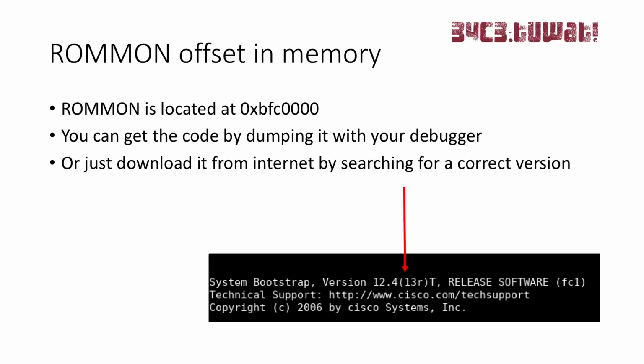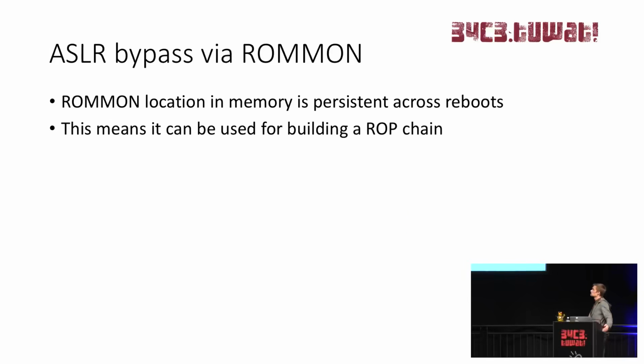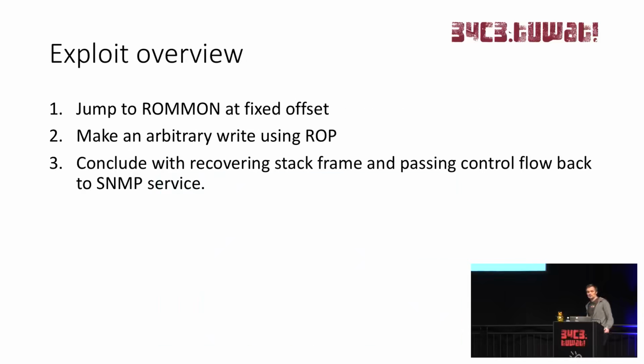The most interesting part about this piece of firmware is that the ROM monitor is located at the same address and is persistent across reboots. It's really great because we can use it for building ROP chains inside of it. So now we have a theoretical possibility of circumventing ASLR and defeating the cache problem.